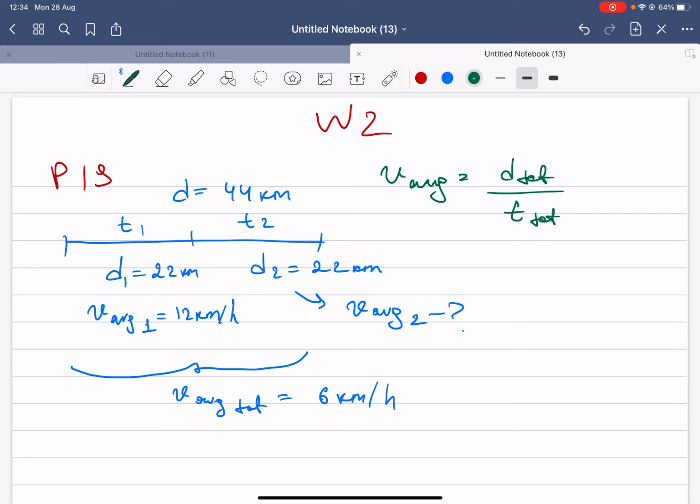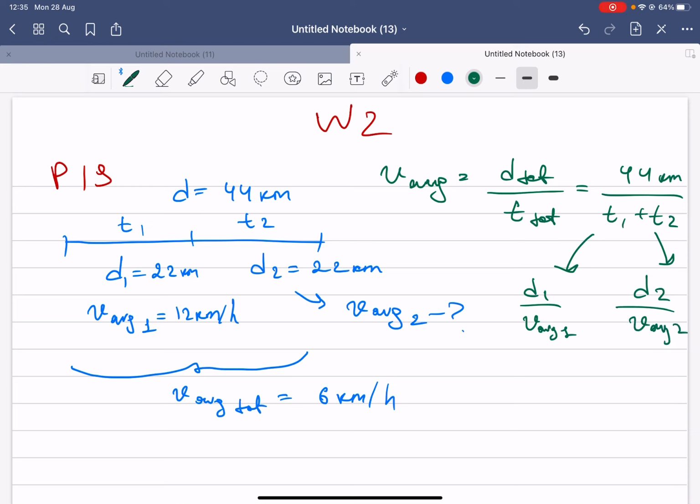What is the d total here? D total will be 44 kilometers. What about time total? Time total will be time 1 plus time 2, correct? The time 1 is basically covered by the distance 1 divided by the v average 1, correct? What about time 2? The time 2 was covered by the d2 divided by the v average 2.